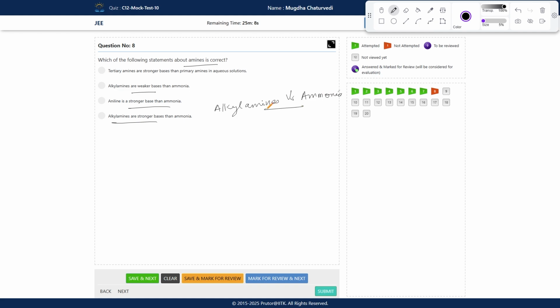What happens is that the electron releasing nature, that is the plus I effect of the alkyl group, pushes the electron density towards nitrogen. That means the electron pair of nitrogen is more available for sharing with the proton of the acid. Suppose here I have an alkyl amine and this H plus. So if I look at this protonated form, this is about the alkyl amines.